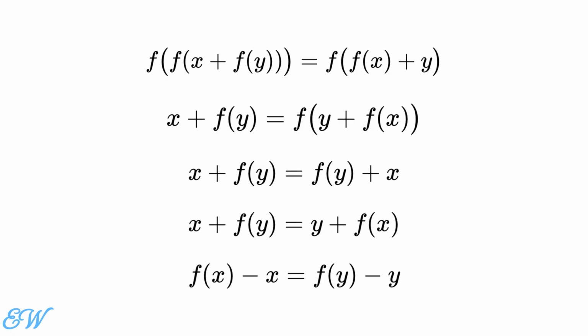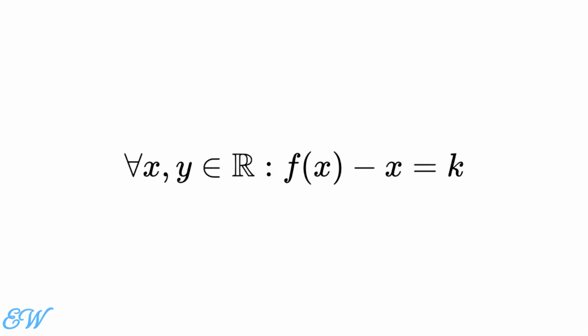So then we can switch the variables, and we get that x plus f of y is equal to y plus f of x. And we subtract both sides to get the common variables on each side, and we get that f of x minus x is equal to f of y minus y. So in order for f of x minus x to be equal to f of y minus y all the time, it must be equal to a constant. So this states that for all real numbers x and y, f of x minus x must be equal to k, where k is a constant.